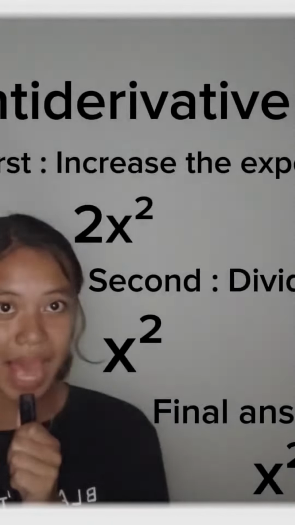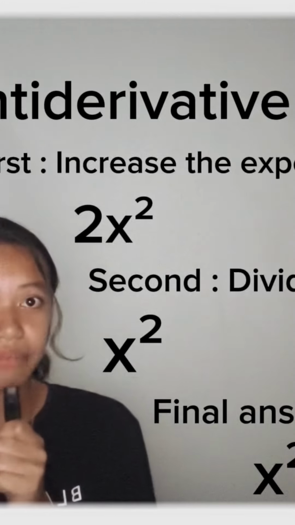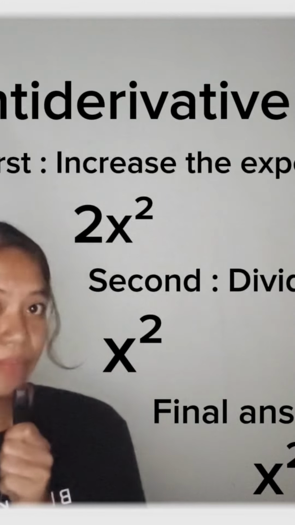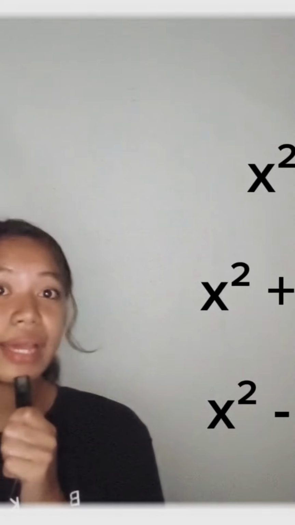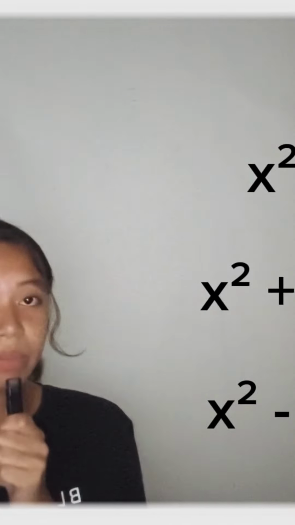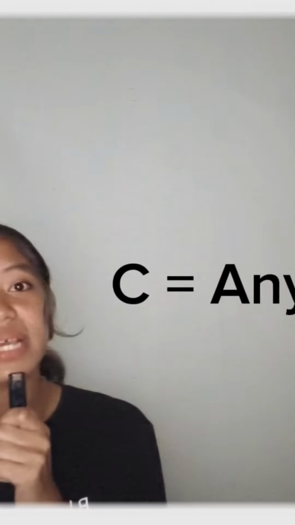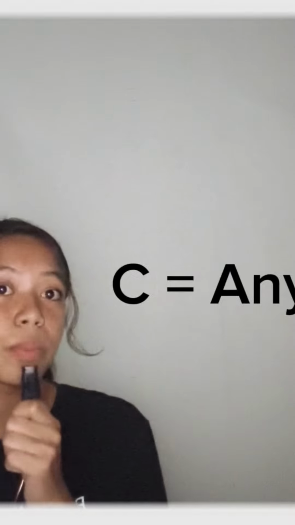Why do we add c, you ask? Well, we add c because many functions have the same derivatives. For example, x squared plus 5 and x squared minus c all have the same derivative, which is 2x. That's why we add c, because c represents any constant number that is supposed to be in the original function.